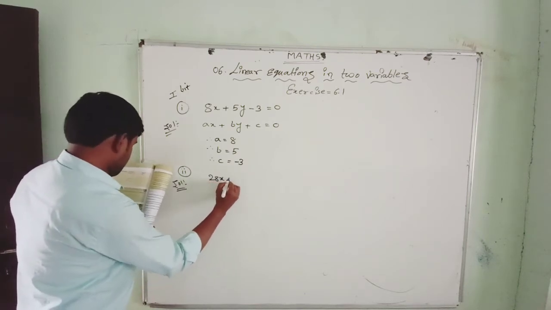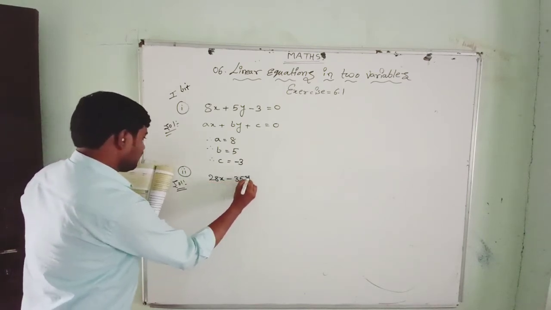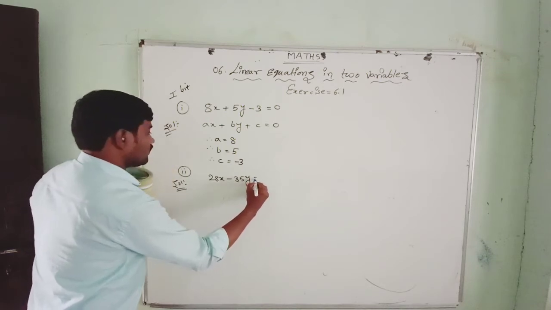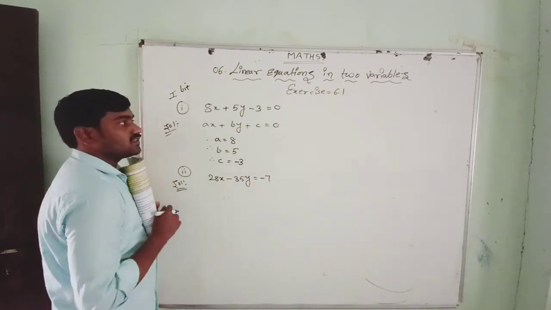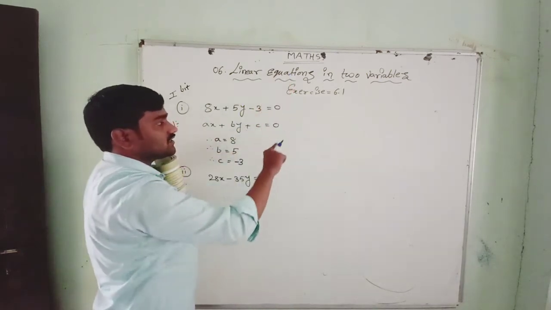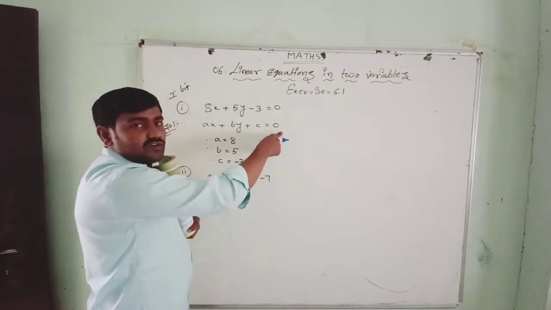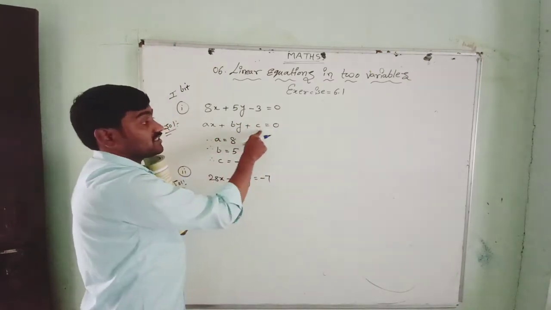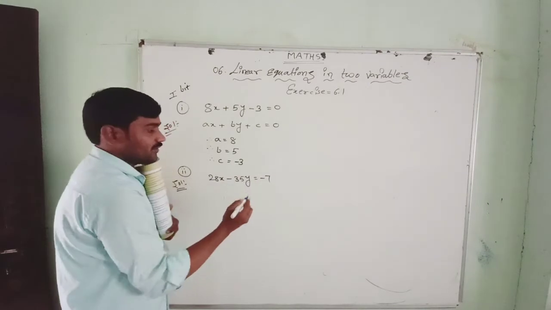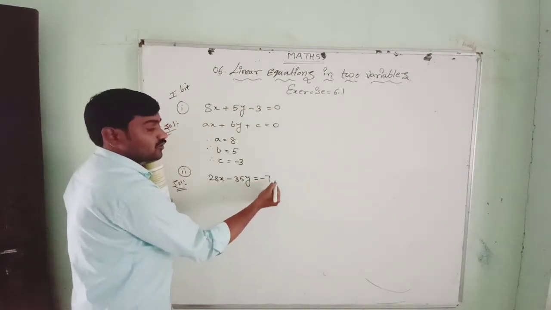28x minus 35y equal to minus 7. This we have to write. When you are saying equation, you make it equal to 0 first. ax plus by plus c equal to 0. Equal to 0 we have to make. But here equal to minus 7 is there.